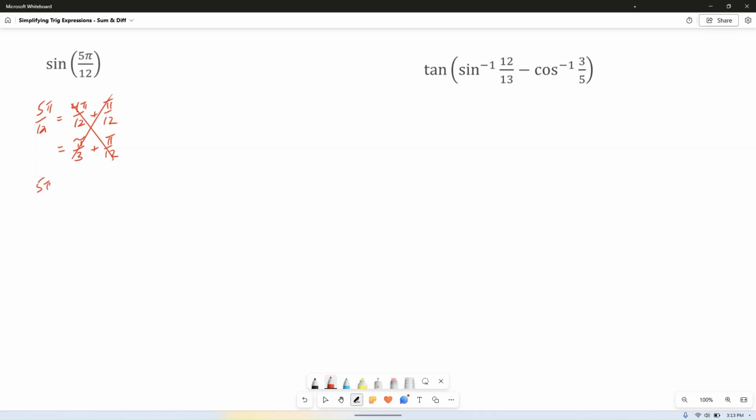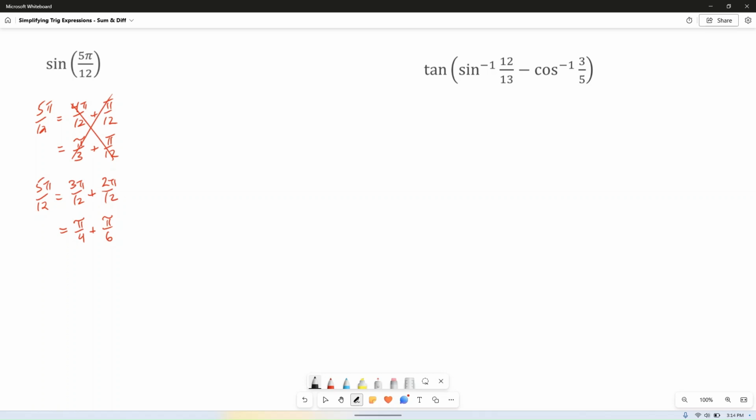So another way we could try this would be to make 5 pi over 12 equal to 3 pi over 12 plus 2 pi over 12. Do both of those reduce down to something that looks like a unit circle value? Well, 3 pi over 12 would reduce down to pi over 4, and 2 pi over 12 would be just pi over 6. So both of those, pi over 4 and pi over 6, are values that we see on the unit circle. So rewriting 5 pi over 12 as 3 pi over 12 plus 2 pi over 12 is going to work for us. Okay, so let's go ahead and do that.